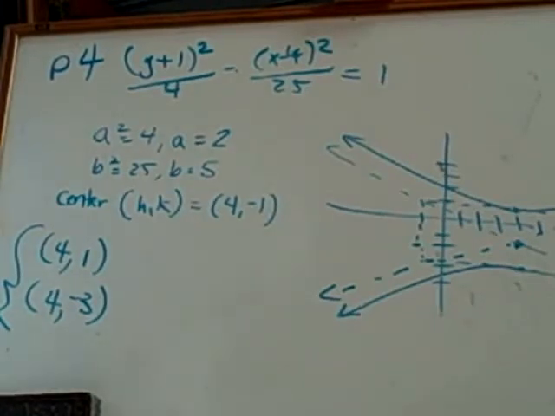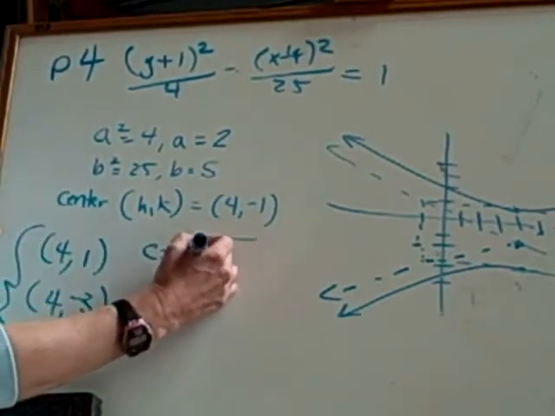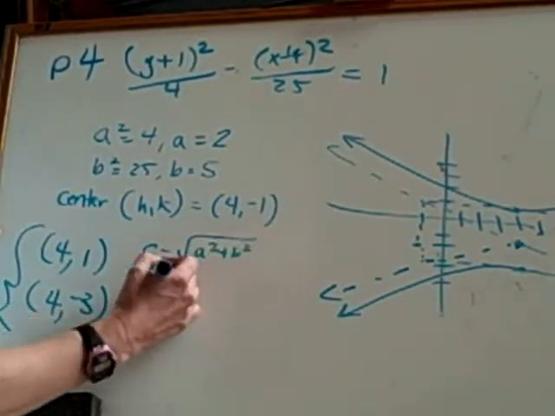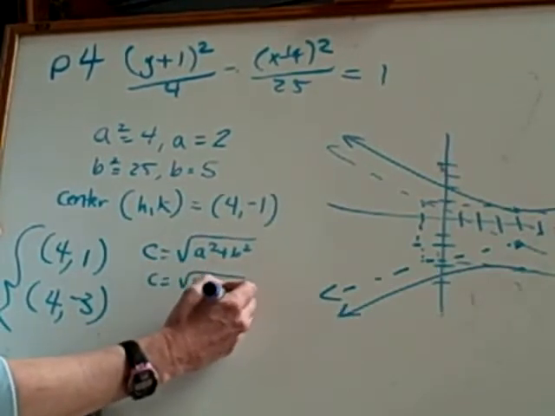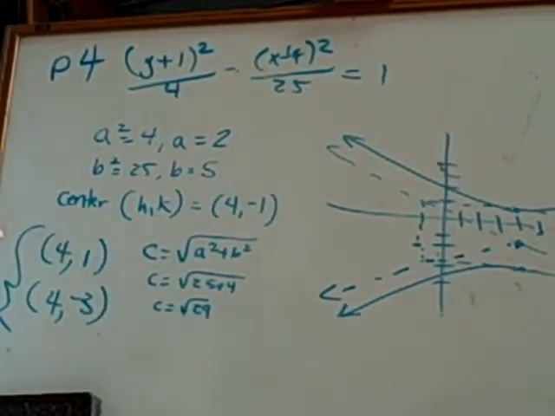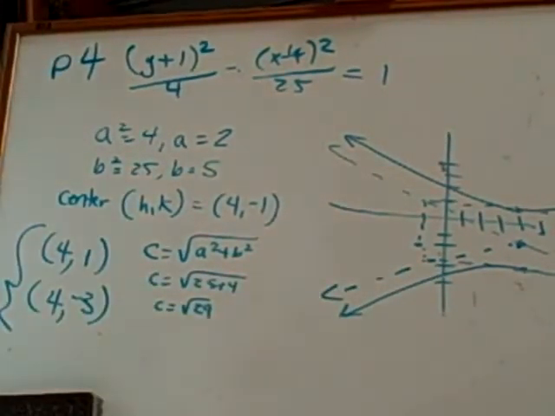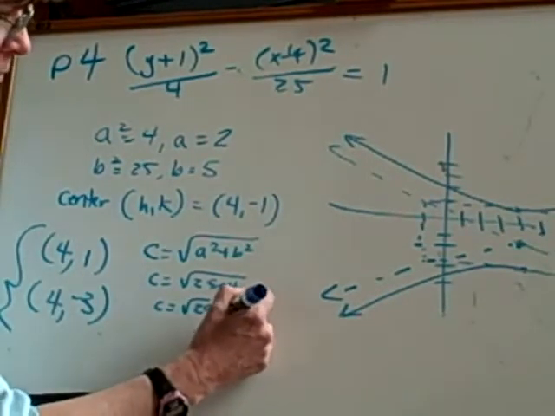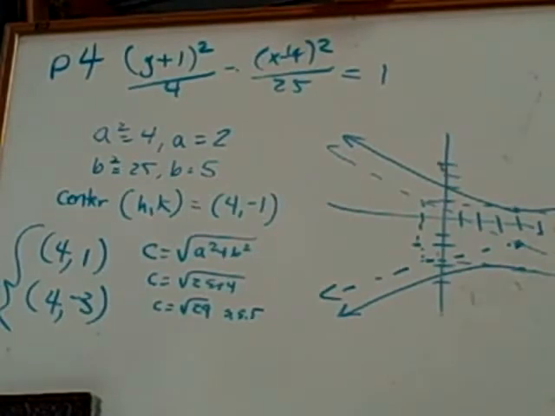Oh, it wants me to find the foci, so we need to find c. Remember, c is equal to the square root of a squared plus b squared. So c equals 25 plus 4, so c equals square root of 29. That's lovely. So what is square root of 29? Well, it's more than 5, but less than 6, right? Yes. So we'll just say approximately 5.5 for right now, just so I'll have somewhere to graph it. Okay?